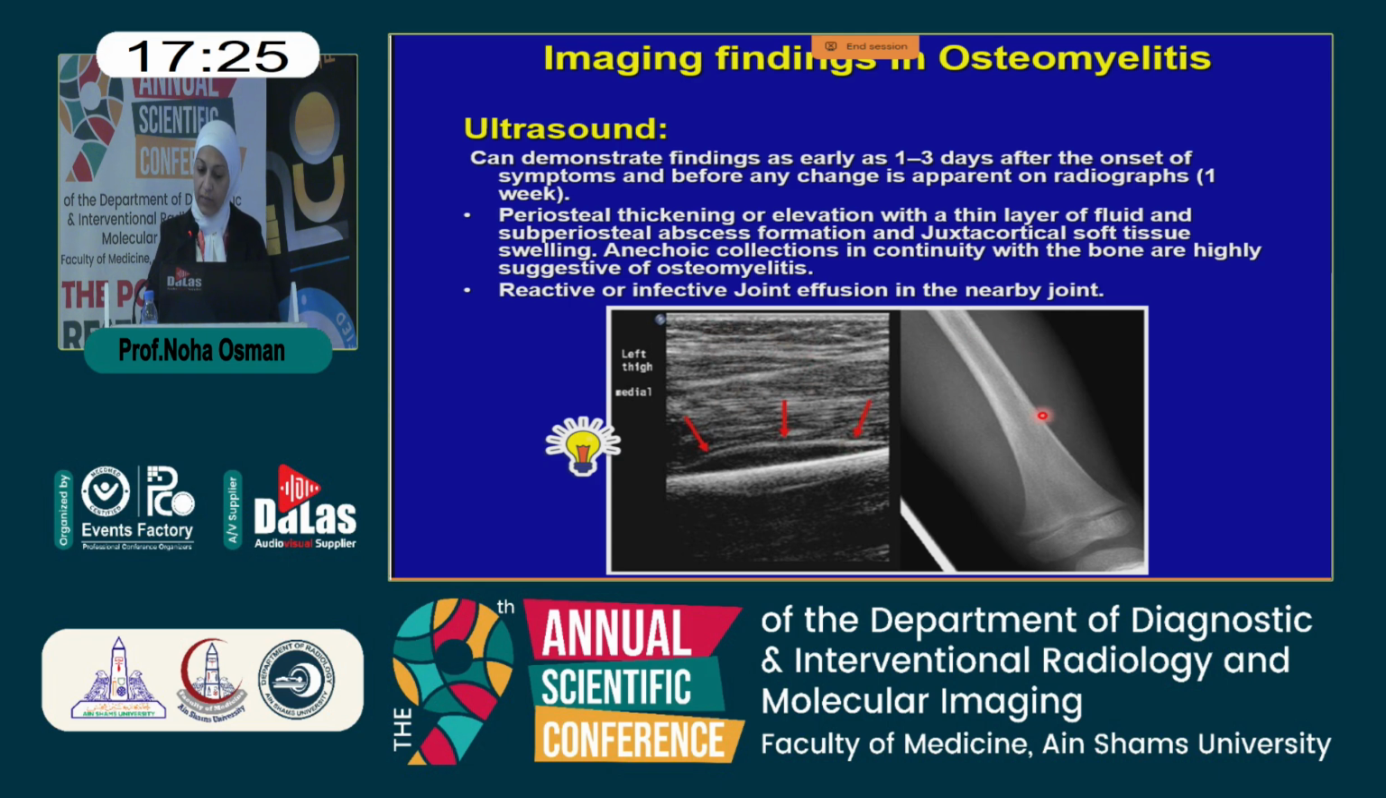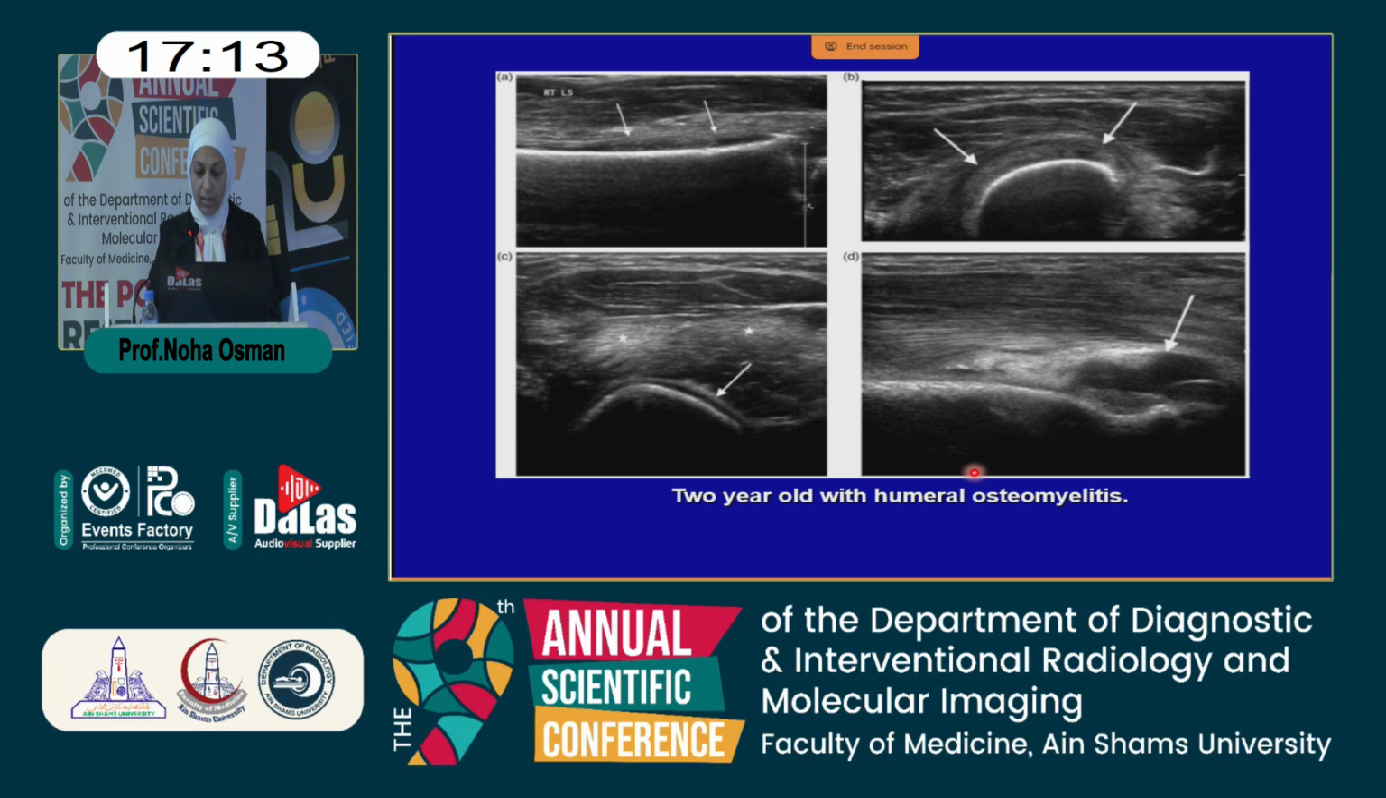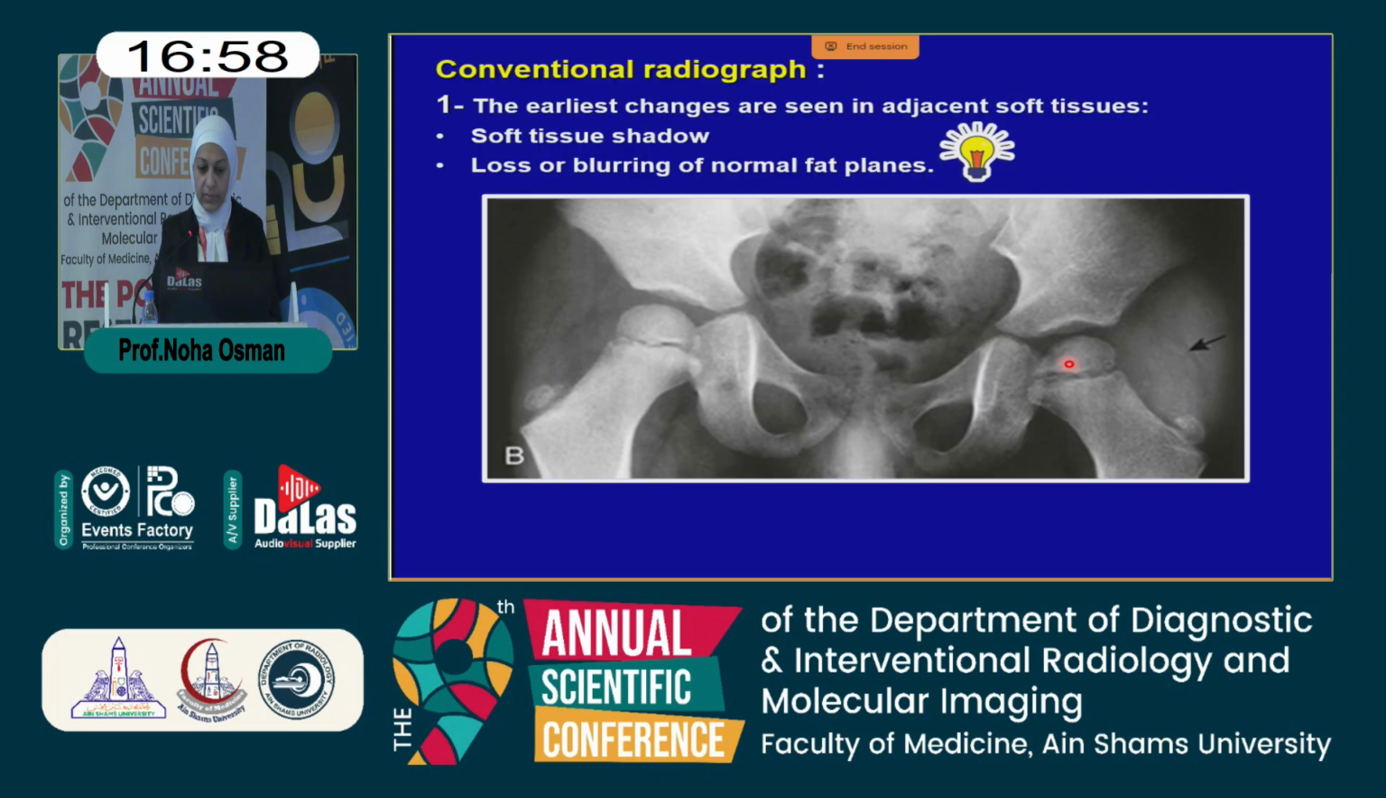In this radiograph, corresponding in time to this ultrasound, the bone quietly appears to be normal. However, we can detect a soft tissue shadow around the bone. Here is another case of a 2-year-old with humeral osteomyelitis. As we can see here, there is subperiosteal fluid collection, which is pathognomonic for osteomyelitis in these cases, and there is effusion in the nearby elbow joint.